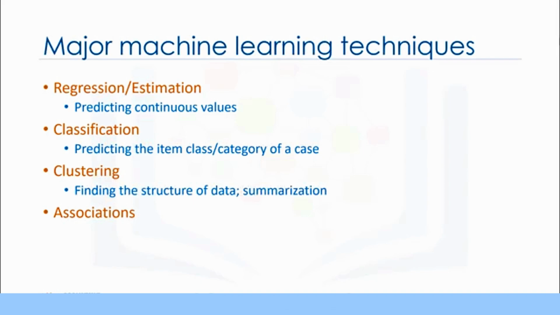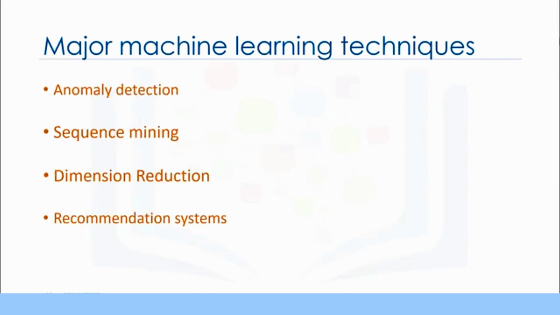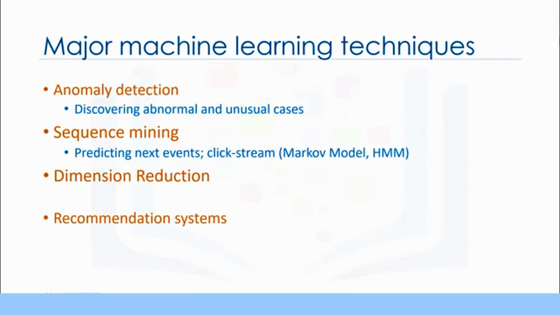Clustering groups of similar cases, for example, can find similar patients, or it can be used for customer segmentation in the banking field. Association technique is used for finding items or events that often co-occur. For example, grocery items that are usually bought together by a particular customer. Anomaly detection is used to discover abnormal and unusual cases. For example, it is used for credit card fraud detection. Sequence mining is used for predicting the next event, for instance, the click stream in websites.